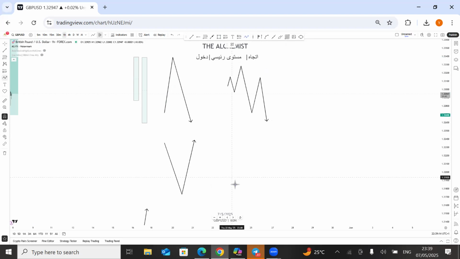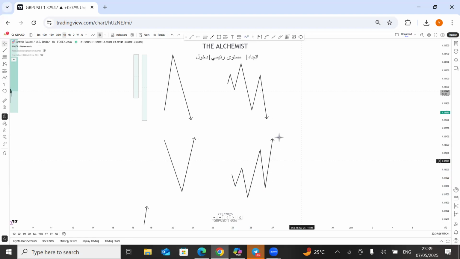You have to make trading very, very easy for you. You don't need to stress yourself. So we have a break of structure to the upside, then price comes back. This is a Quasimodo reversal. That's why it's called the QMR.